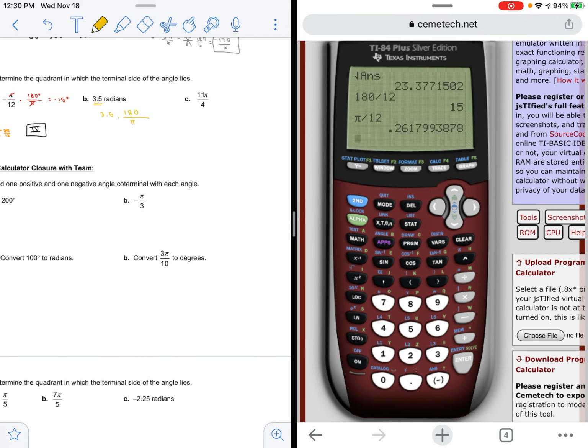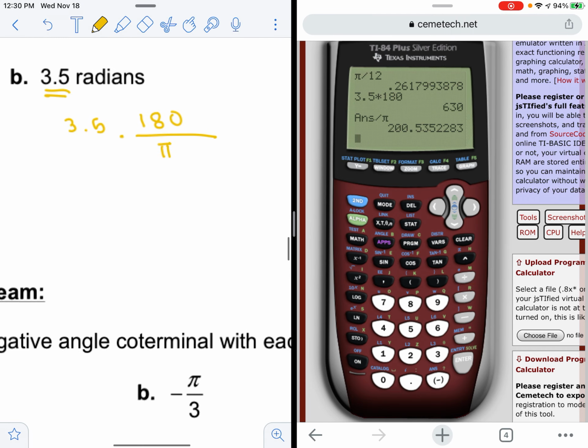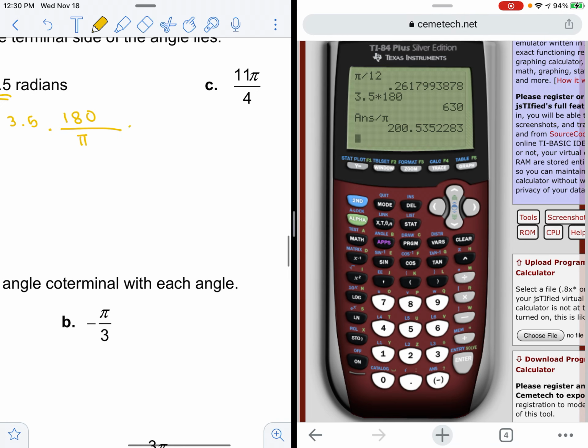And I would have to get this 3.5 times 180. Oh, that's not 180. Try again. And then I would have to divide that answer by pi. And again, try to wrap your head around the fact that pi is like absorbed in here. So in a sense, it's going to cancel when I divide by pi. Even though you don't see it in here, it is going to cancel when you divide by pi at the end. So you could get that this is approximately 200.5 degrees.